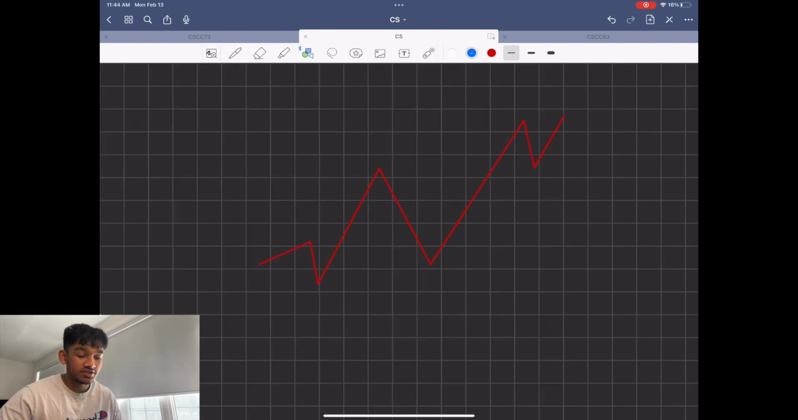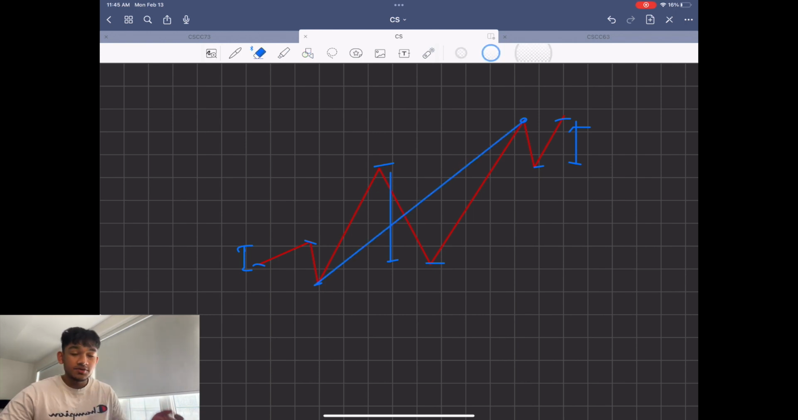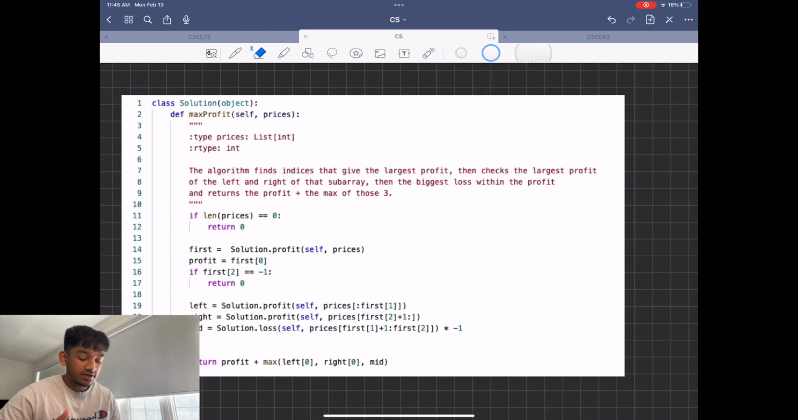So sometimes you're going to have cases of all 3. You're going to have the max and min here. You're going to have a big loss in between, and you're going to have profit to the right, and you're going to have profit to the left. So what you do is you take the max of these 3 values. So you take the max loss, the max profit to the right, and the max profit to the left, and you're going to add it to that initial profit of that big transaction. And if you do that, you would get the biggest profit that you can get in 2 transactions.